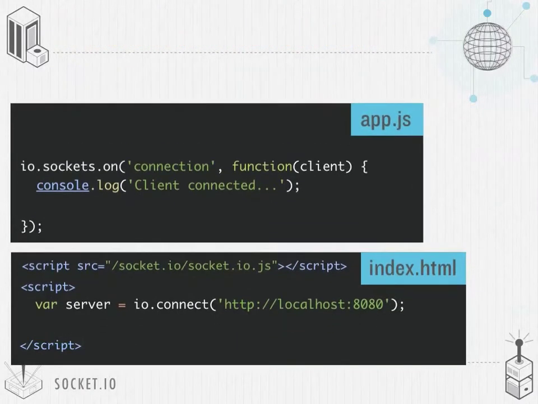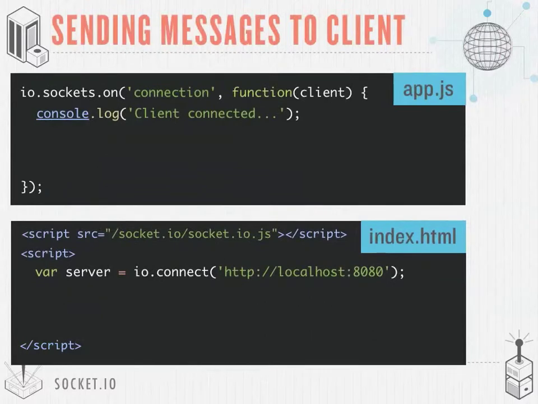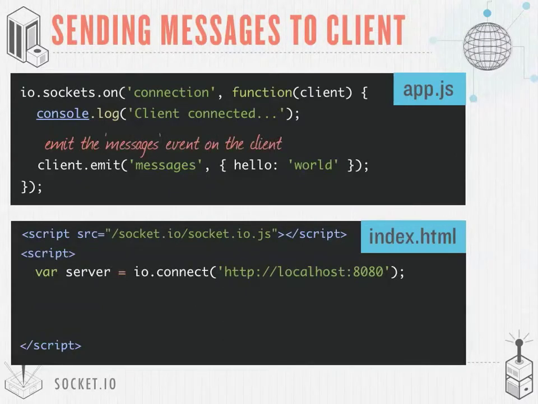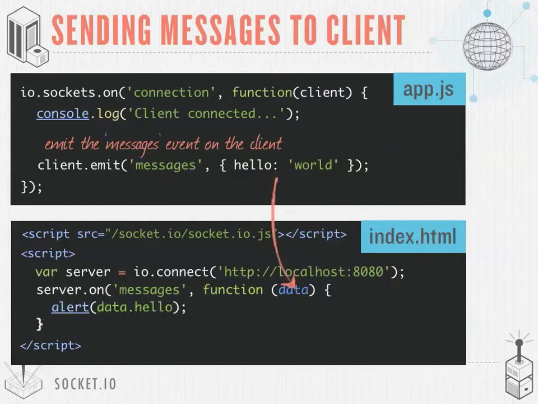Now, on our server, we're actually really easily able to send messages to the client. Now, this wasn't possible before with just regular HTTP. When our client connects, we can start emitting events on that client, such as submitting a messages event and passing in this data. To receive this event on the client side, all we have to do is listen on the messages event and pass in a callback. And that callback will have the data emitted from the server. Here, all we're doing is alerting that data to the browser.